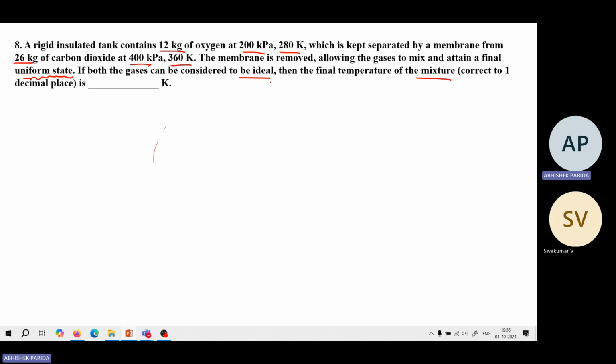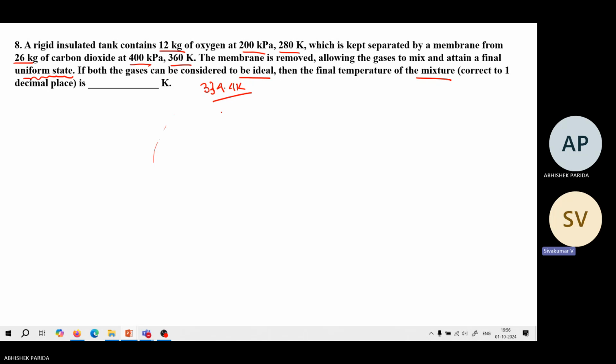Okay. Did you solve? Yes, sir. I'm trying. I'm getting temperature around 334.4 Kelvin, sir. Okay. We'll see. What was your approach? Yes, sir. Here, the rigid insulated tank, the heat transfer is 0. So Q equals W plus delta U. Here, the change in internal energy is 0. The internal energy before mixing is equal to after mixing.